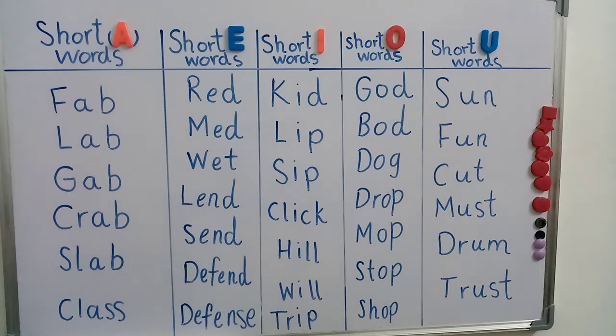Will. Will. And the last word for the vowel I is, the first letter is T. The name is T. When we read, we don't say T-rip. No, it's wrong. We should say the sound of the letter. What does the T say? What is the sound for T? T, T, T. R, R, R. I, I, I. P, P, P. Trip, trip, trip. Amazing, amazing, kids.